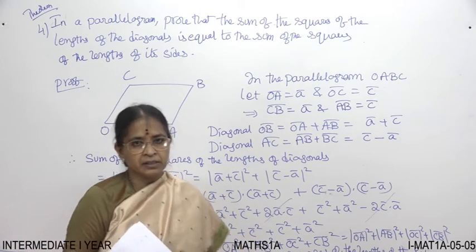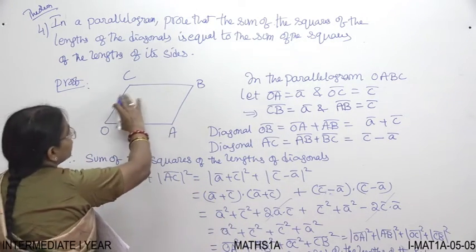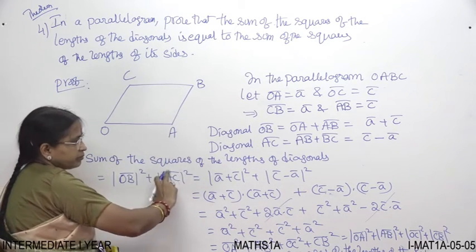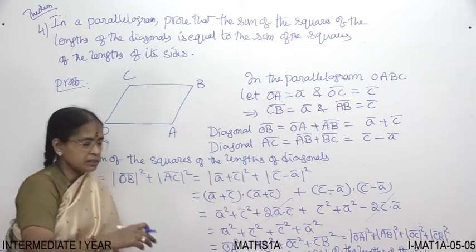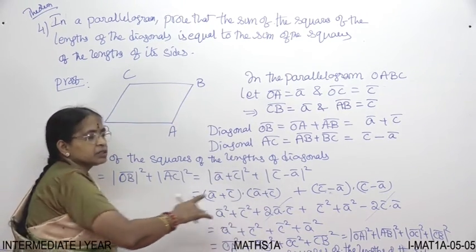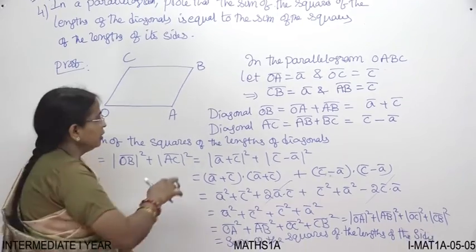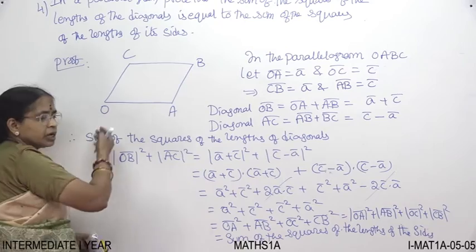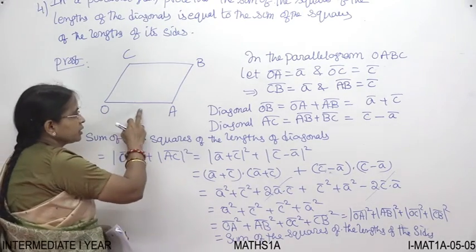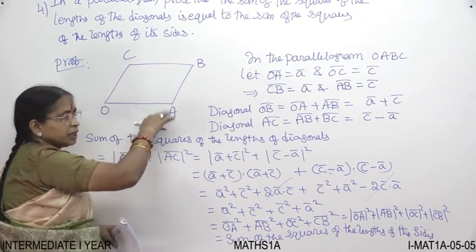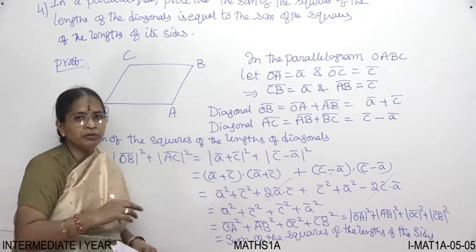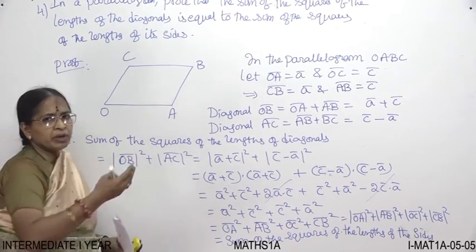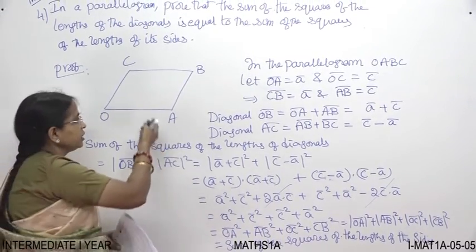So we already discussed this theorem. In any parallelogram, show that the sum of the squares of the lengths of the diagonals is equal to the sum of the squares of the lengths of the sides. So you take the parallelogram OABC, take O as origin, and OA is equal to A. To prove any general property, you can choose your origin conveniently. So if we take one point as origin, it is easy to simplify.